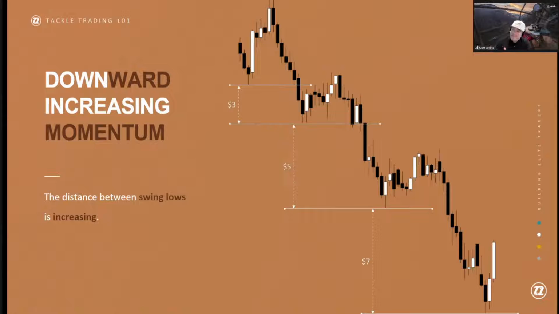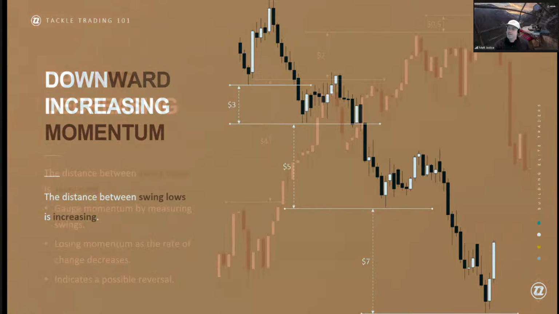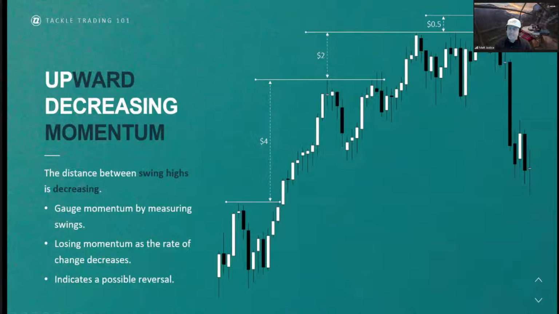So it's that momentum that just simply continues and carries over in the continuation of the trend. The probability of the trend continuing is extremely powerful in this environment. Well, the opposite of increasing momentum is just that, decreasing momentum.